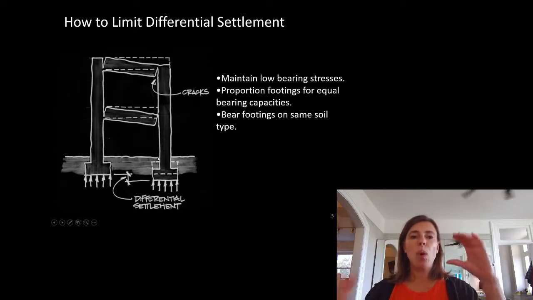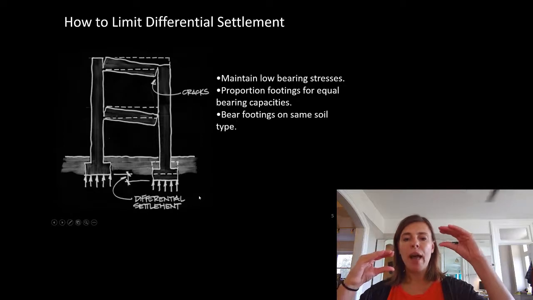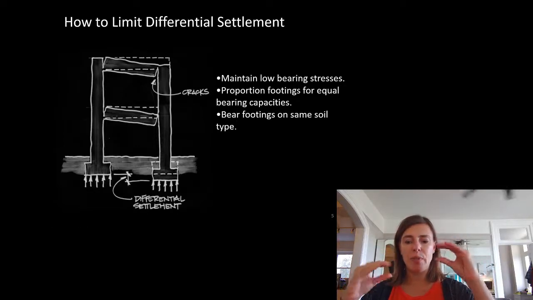Differential settlement is when we get more settlement on one side than the other. One of the things we can do is maintain low bearing stresses. We can proportion footings for equal bearing capacities, or we can bear footings on the same soil type. So if these are two different types of soil here, because our soil profile goes like this, maybe we need to bring this footing down to here right off the bat, so that this wall is longer and our footing is down here, but now they're both doing their work on the same type of soil.